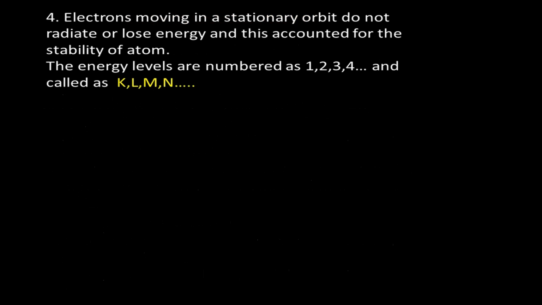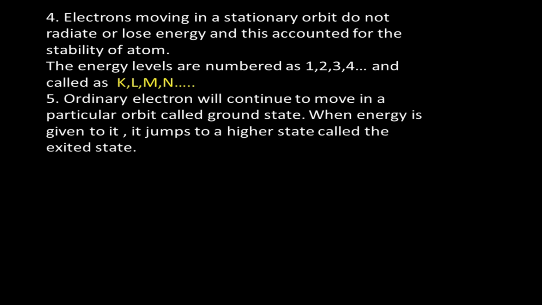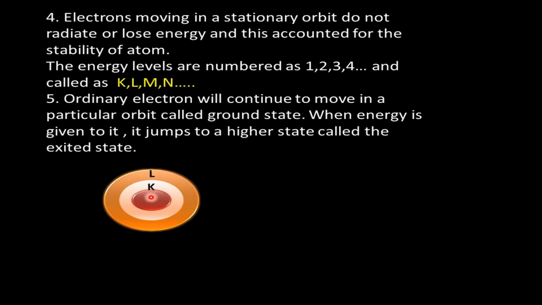Electrons moving in a stationary orbit do not radiate or lose energy, and this accounted for the stability of the atom. The energy levels are numbered as 1, 2, 3, 4 and so on, and are called K, L, M, N. An ordinary electron will continue to move in a particular orbit called the ground state. When energy is given to it, it will jump to a higher state called the excited state. So this is the diagram of the energy levels, where the center here is the nucleus and these add-up shells are the energy levels. So this is K, L, M and so on. It keeps adding up like that.